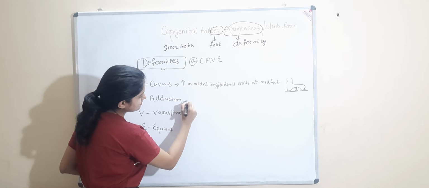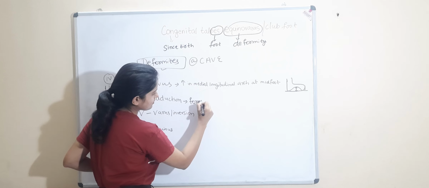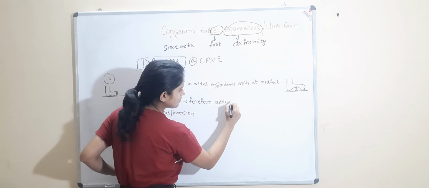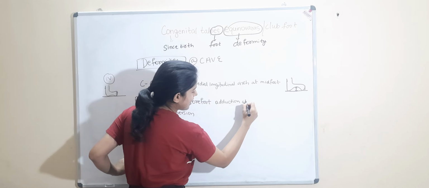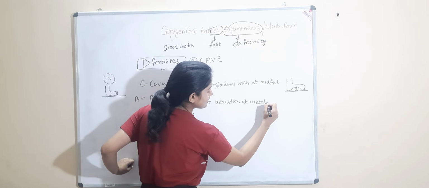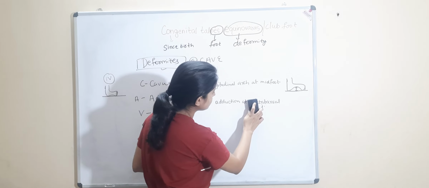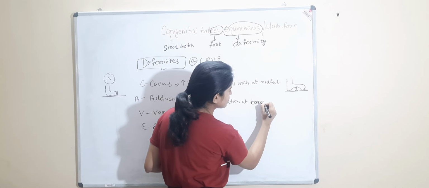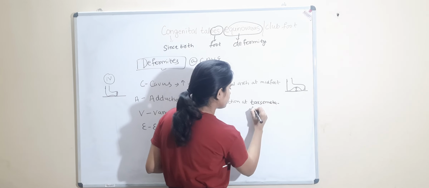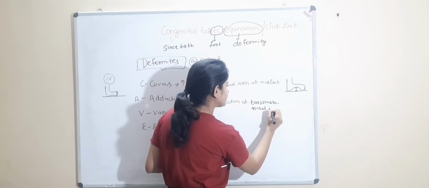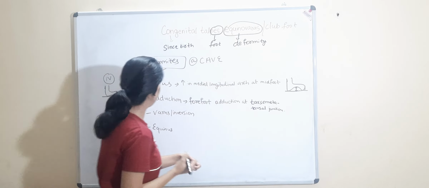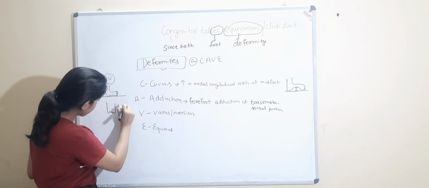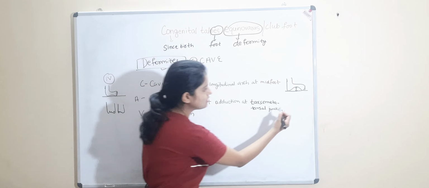In adduction, there is forefoot adduction at the tarsometatarsal junction. Normally, the foot is like this, but in adduction, the foot becomes like this.